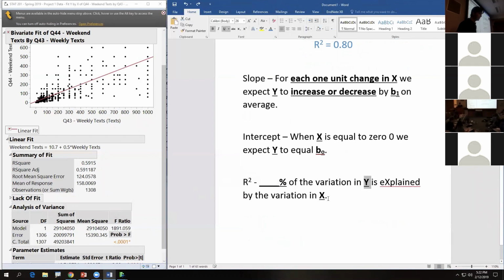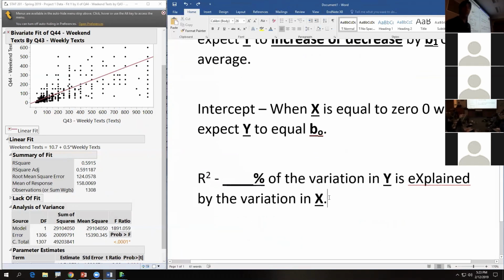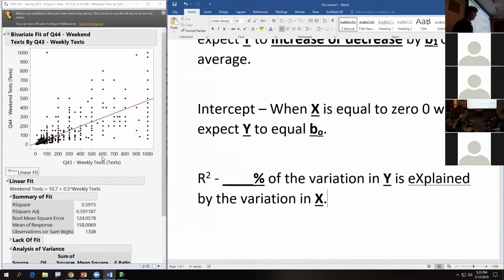Let's go back in time to where this looked like this. So interpret in context the r squared. Try to do that right now. See if you can do the r squared and tell me, raise your hand and tell me if you want. R squared in context of the problem. Go ahead. 59% of the variation in weekend text, or the variation in... Perfect answer. 59% of the variation in weekend text is explained by the variation in weekly text.